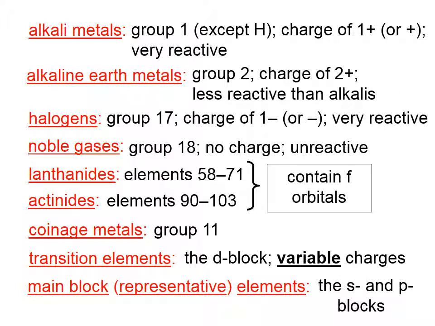And then finally, the main block, or representative elements, are the s and p blocks together. The s and the p block together are called the main block, or representative elements. And they're called the representative elements because if you take the elements in the s block and the p block, they represent the full range of elemental properties.